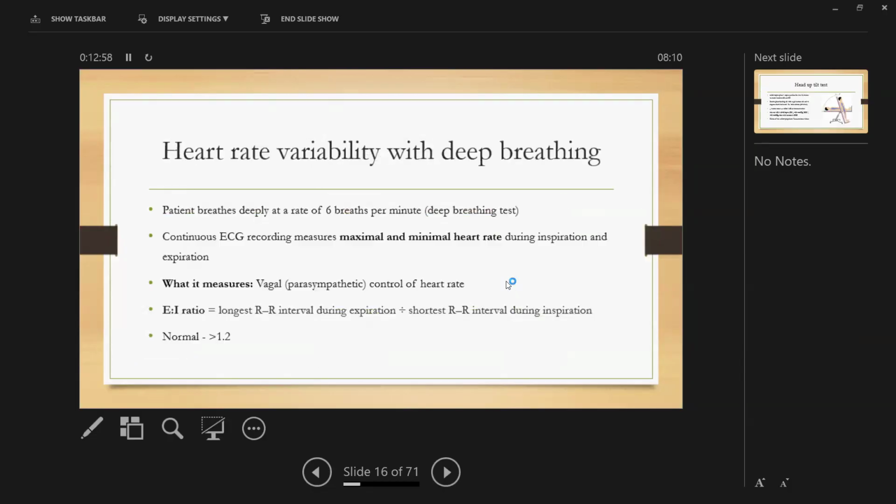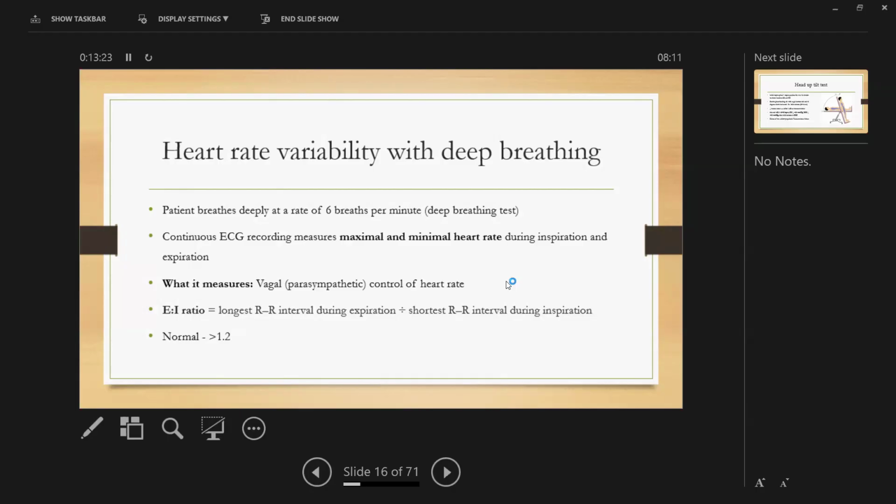So first I will move on to the parasympathetic test, that is heart rate variability with breathing. So what happens when we deep breathe? As you know, during inspiration the heart rate increases, and during expiration the parasympathetic system acts and causes the heart rate to decrease. So there's a widening of the RR interval during the expiratory phase.